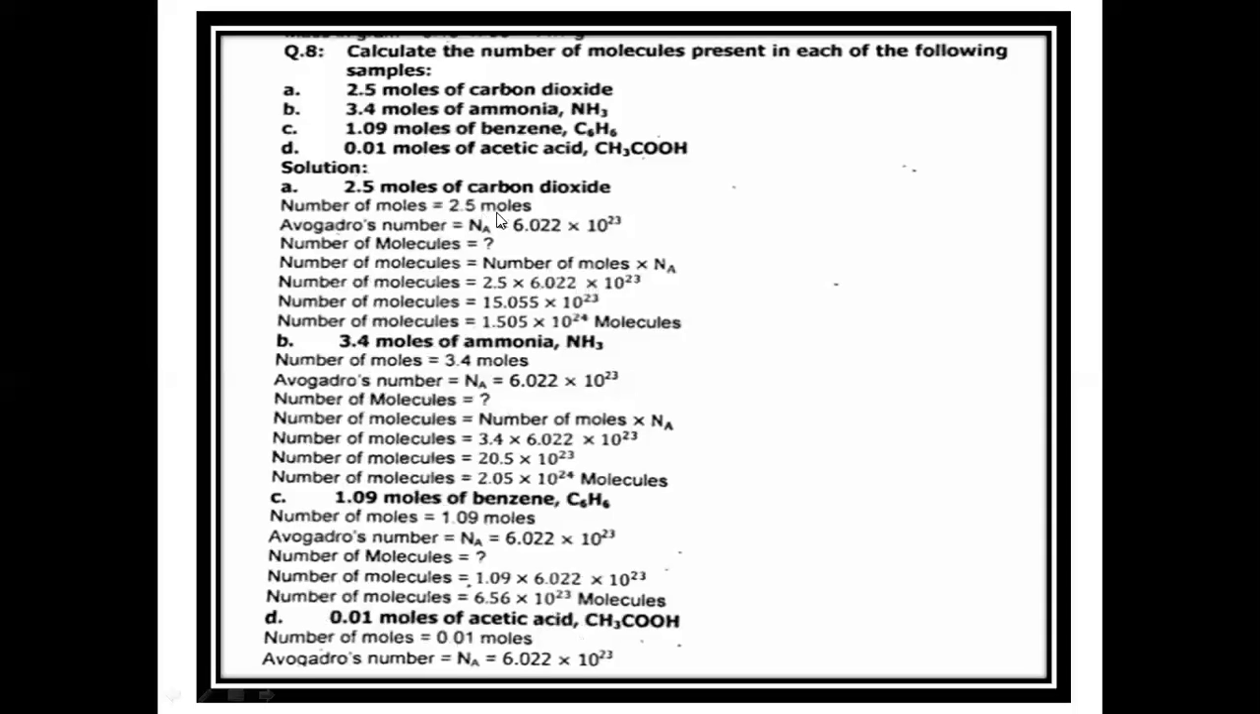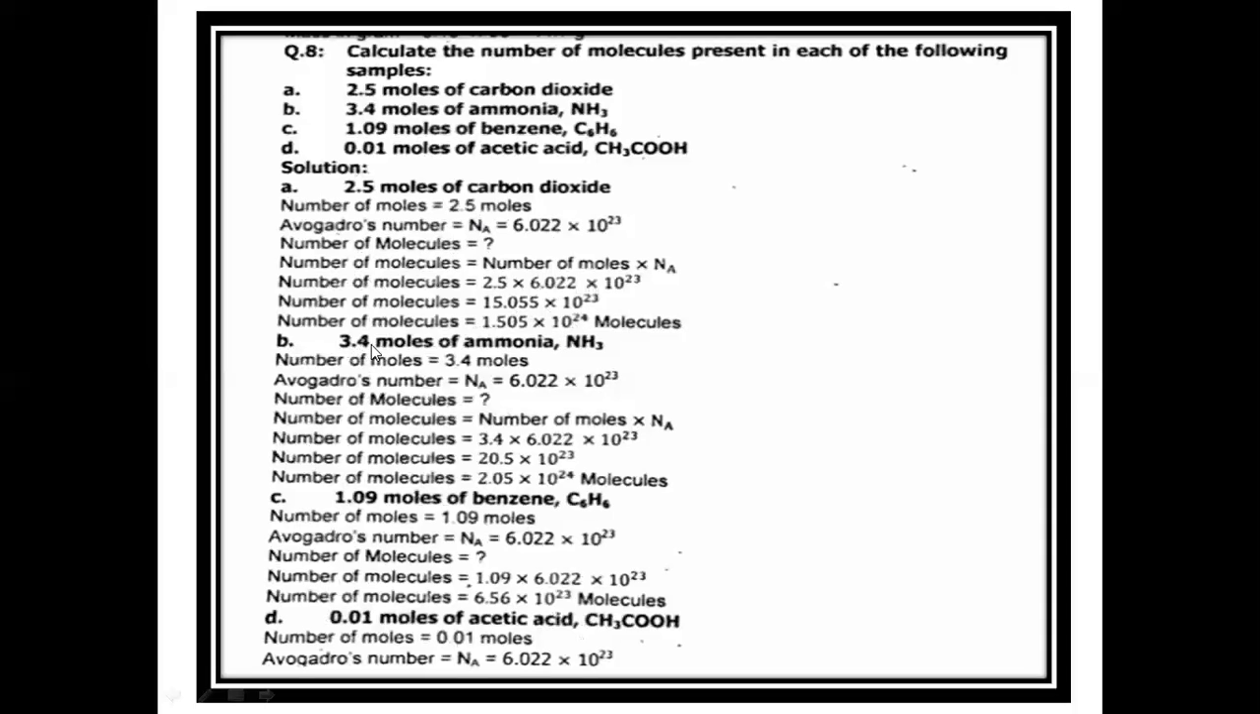Number of moles are given, 2.5 moles. Avogadro's number, I told you we have to learn it. Number of molecules we have to find out. Formula, by putting the values: number of moles are 2.5. Multiplying by Avogadro's number will give us the answer 15.055 × 10^23, or by shifting the decimal you can write 1.505 × 10^24 molecules.